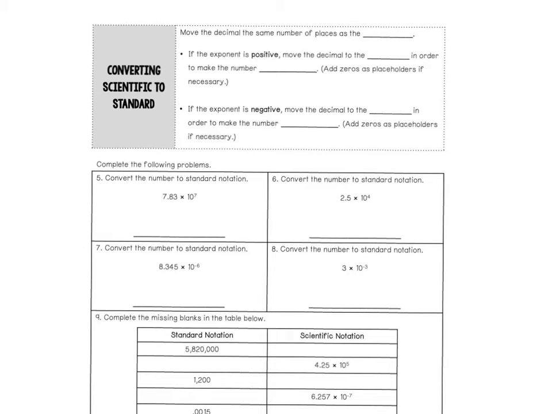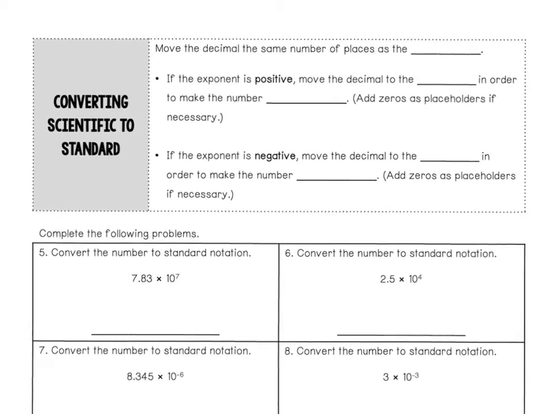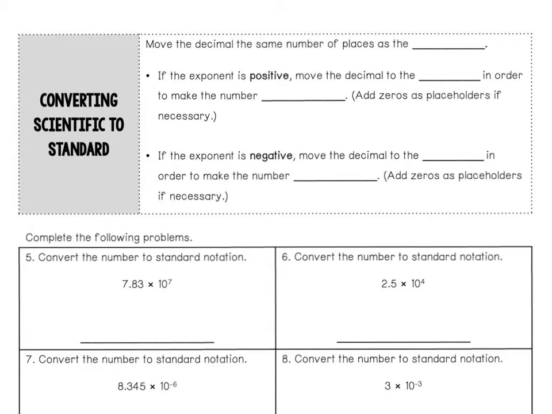Now we're going to talk about converting scientific notation to standard notation. You are going to first move the decimal the same number of places as the exponent. If the exponent is positive, move the decimal to the right in order to make the number larger.